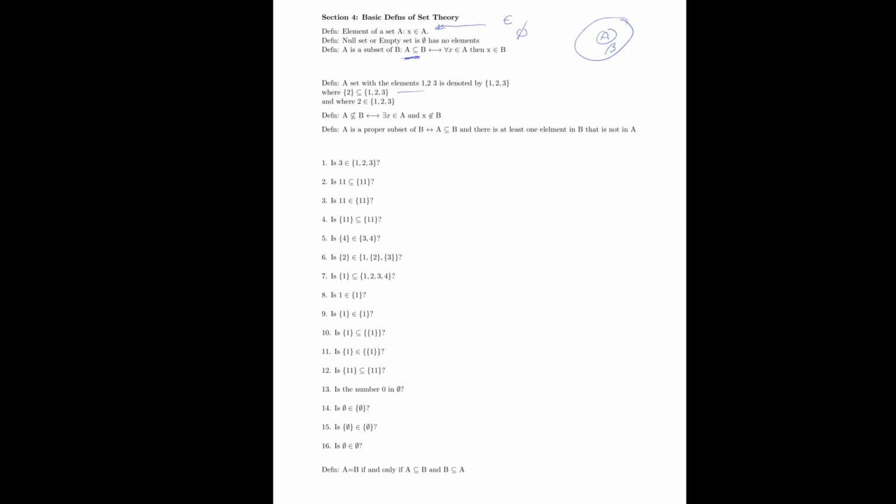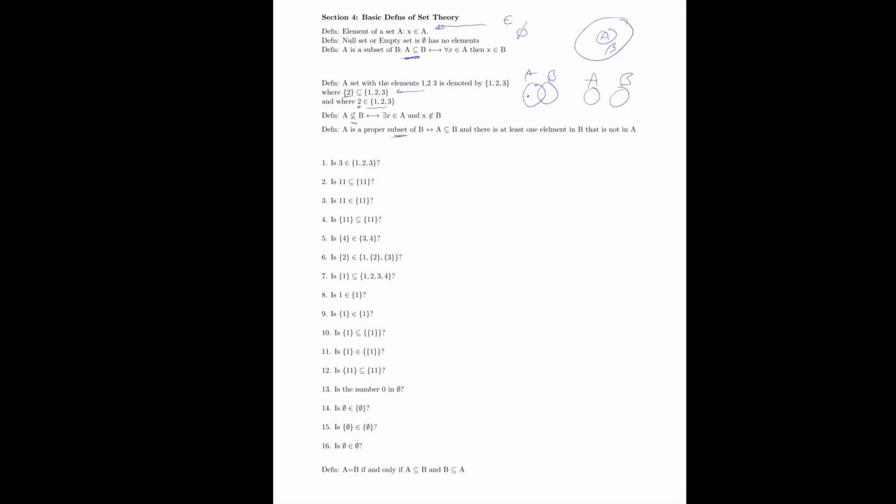So this says that the set {2} is a subset of the set {1, 2, 3}. And this says 2 is an element of that set. So if it's not a subset, this would be a picture of A and B not being a subset because there is an x that's in A that's not in B, or this could be that they're not subsets.